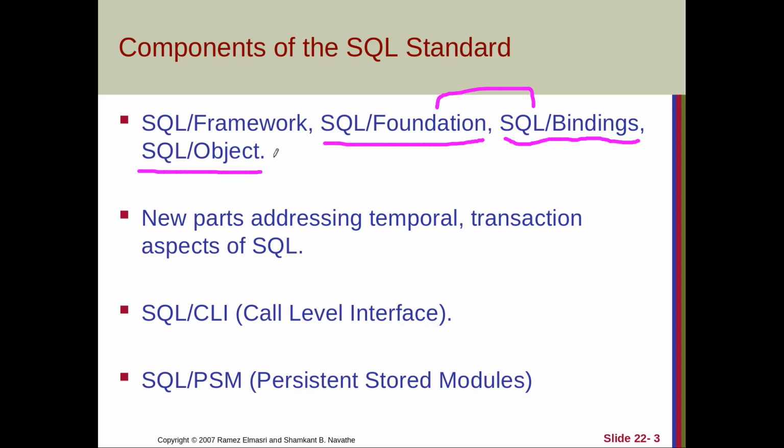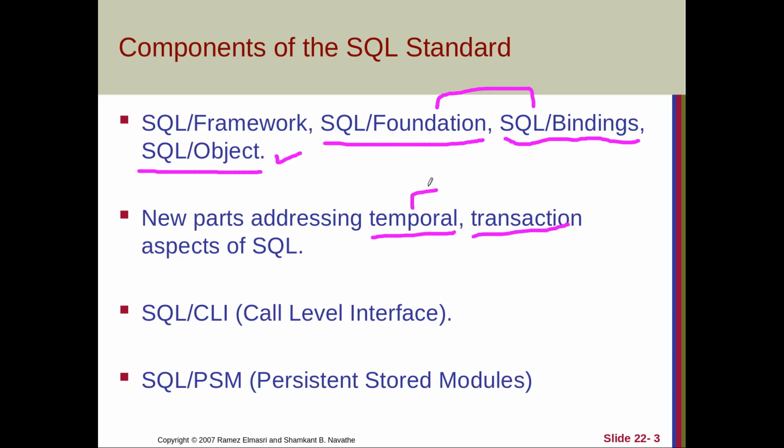Now SQL object means the SQL 3 standard which deals with objects. So we will be having different objects being created. For dealing with these objects we are using a component called SQL object, that is also part of the SQL 3 standard. Now the SQL 3 standard also consists of some temporal aspects as well as transaction aspects.